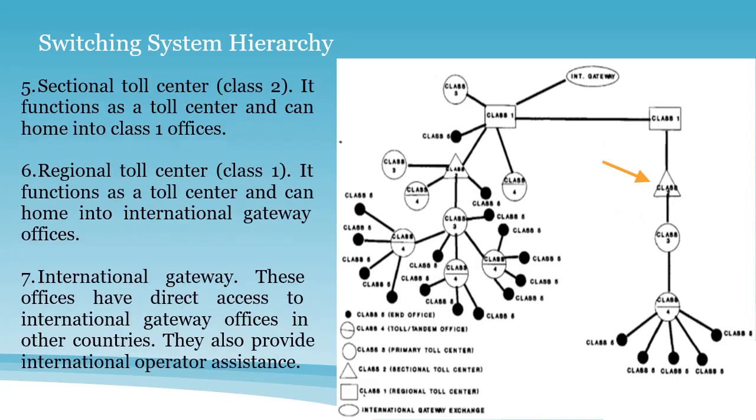5. Sectional toll center, Class 2. It functions as a toll center and can home into Class 1 offices. 6. Regional toll center, Class 1. It functions as a toll center and can home into international gateway offices. 7. International gateway. These offices have direct access to international gateway offices in other countries. They also provide international operator assistance.